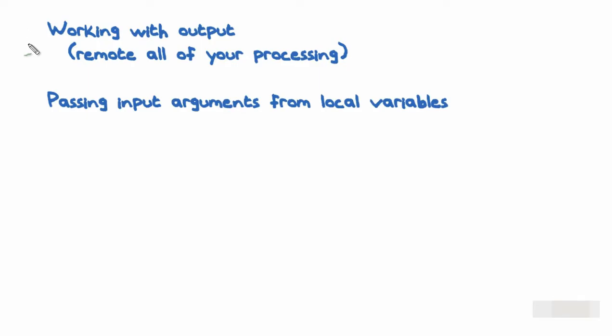So there you are. Working with output is really a key thing when you get into remoting. You're going to want to make sure you remote as much of your processing as possible so that whatever comes back from the remote computer is pretty much in its final form in terms of the content of the data, and you don't have to manipulate the objects that come back because you'll be really limited in the manipulation that you can do. I also showed you how to pass input arguments from local variables off to the remote computers so that you can collect information on the local computer and then use that to drive what the remote computers are doing. I hope this has been informative for you, and I'd like to thank you for viewing.